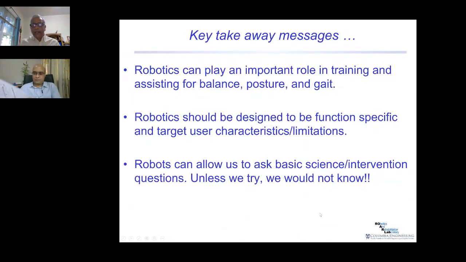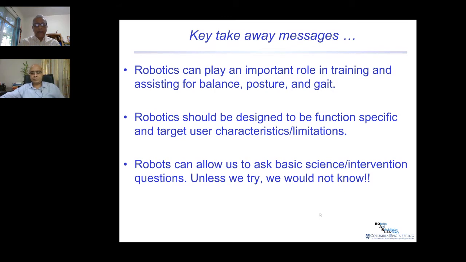So a few key takeaway messages. I hope I'm able to impress upon you that robotics can play an important role in training and assistance. We showed you a few examples in the beginning that were related to training, right? And a few examples at the end, which were more in terms of assistance.